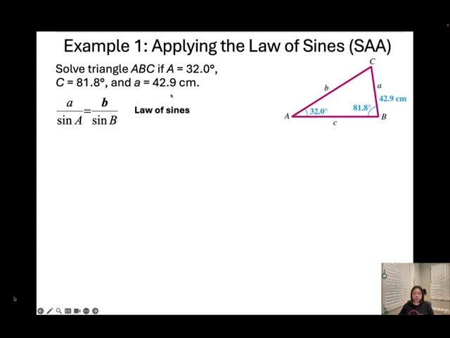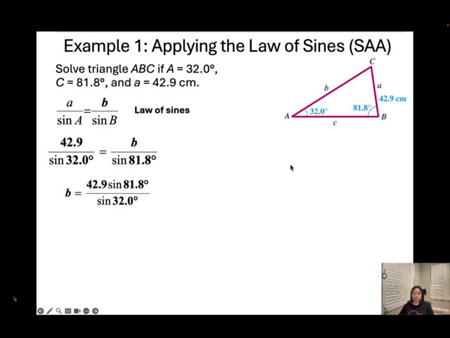Okay, plug it into the formula. You should get this. We are looking for the side b here. Now, you could do cross multiplication. So 42.9 times sine 81.8 degrees equals b times sine 32 degrees. And then you're going to divide by sine 32 degrees on both sides. You should get this. Use your calculator to see what you get. Just to 1 decimal place. You should get b equal to 80.1 centimeters. Make sure to state your unit for the final answer here.